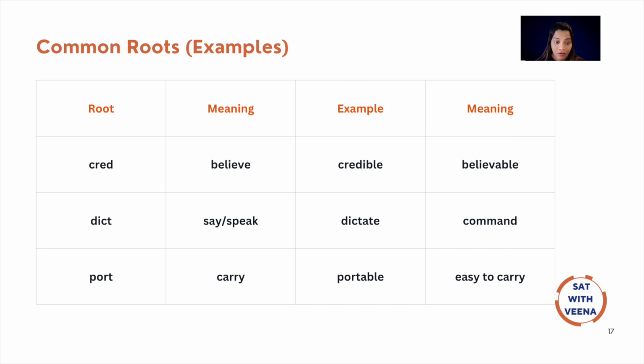Finally, the root port, meaning carry. You already see portable on the slide, meaning easy to carry. But you'll also see transport, to carry across, import, to carry in, and export, to carry out. So this is why roots are powerful. Learning one root unlocks an entire family of words, and that makes words in context questions much, much easier.